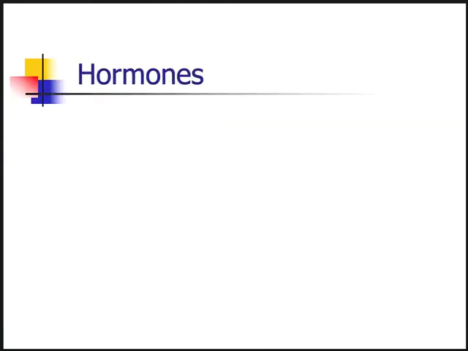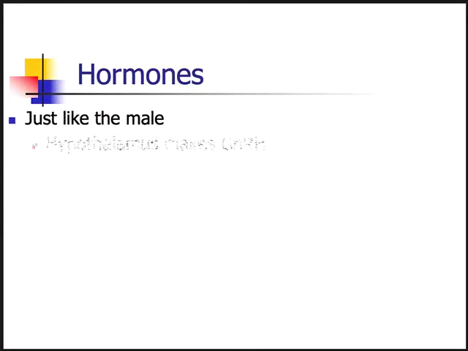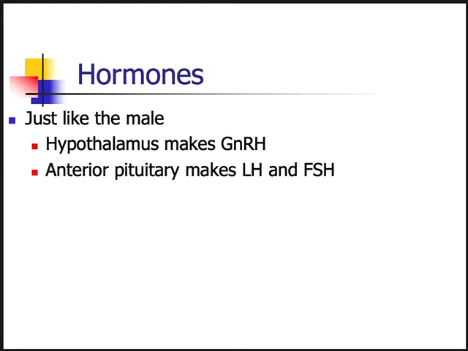Hormones. Just like the male, you have the hypothalamus that releases gonadotropin releasing hormone that stimulates the anterior pituitary to make LH and FSH.